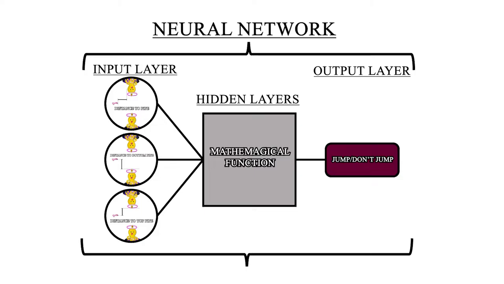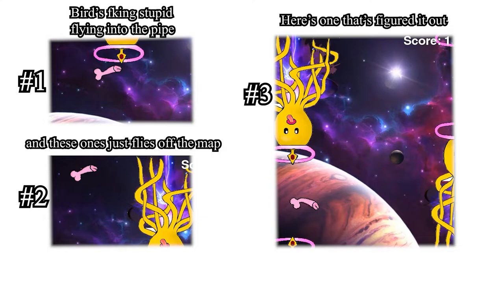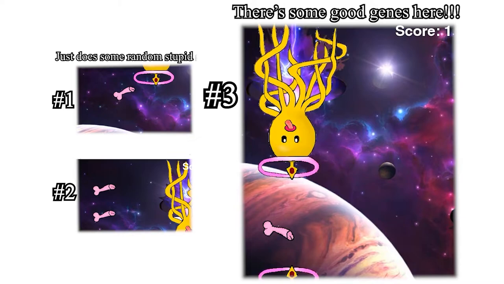The NEAT algorithm generates a first generation of these neural networks which all control one bird each. Every mathematical function in every neural network is randomly generated, though following a few rules which I'm not going to dig deeper into now. This means that all the birds have slightly different behavior, as you can see. Bird 1 and 2 do some random movements which lead them to their deaths. Meanwhile, bird 3 was luckily given genes that make it fly perfectly through the pipe pairs. It is the fittest bird out of this generation.